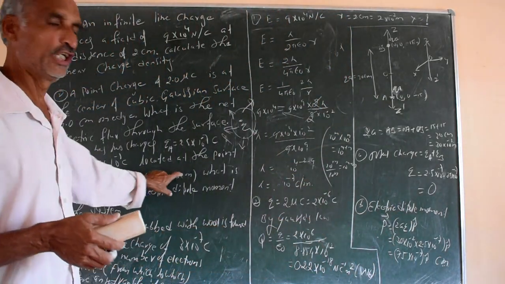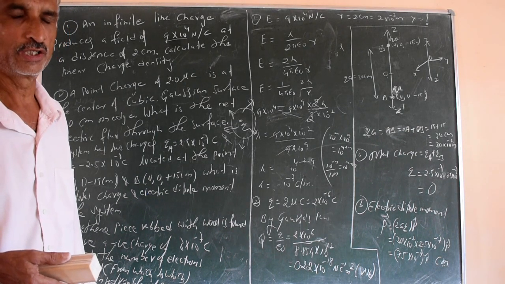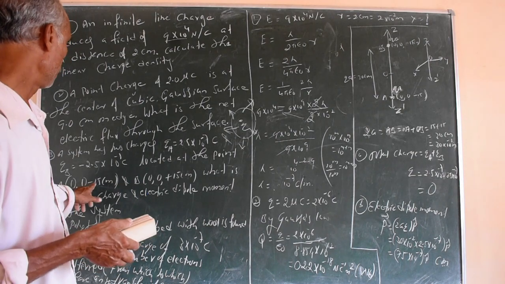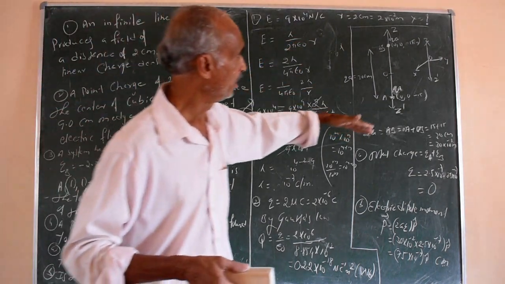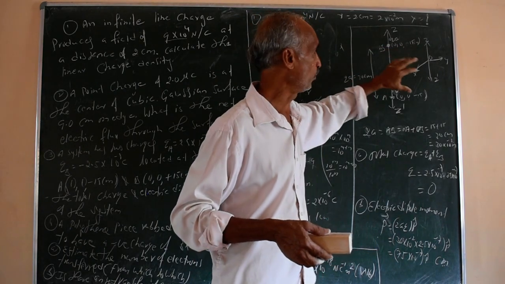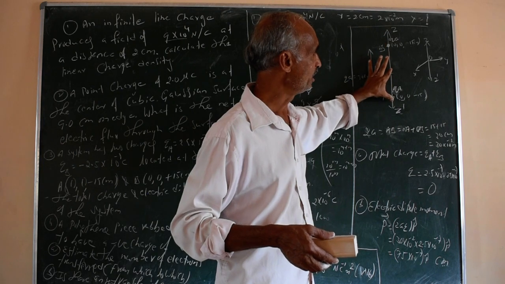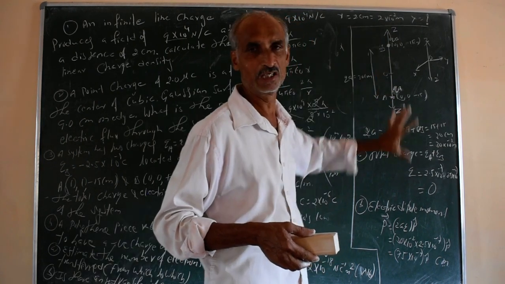Technical point: when x, y, z coordinates are given, you have to identify where the point lies. X is 0, y is 0 means it is on the z axis. One point is below the origin, because its z coordinate is negative, and the other point is above the origin because its z coordinate is positive. But the distance is positive, 15 plus 15, 30.